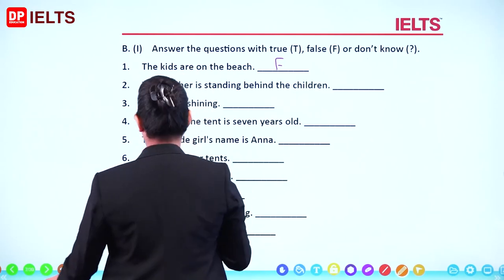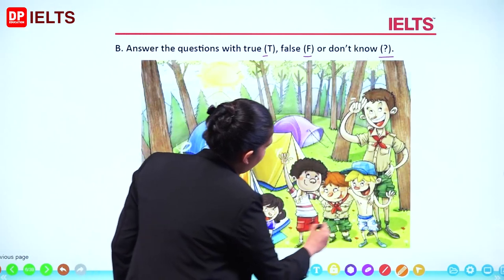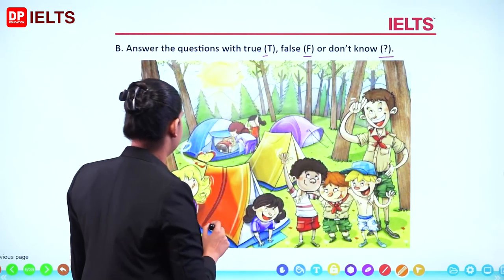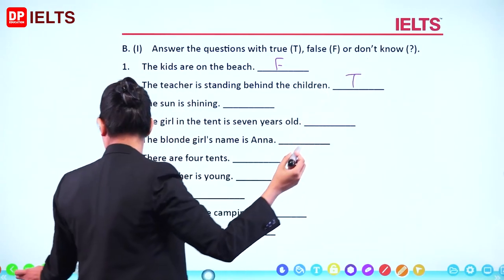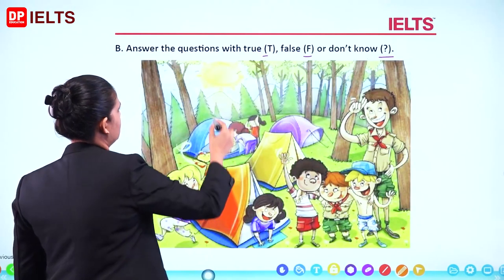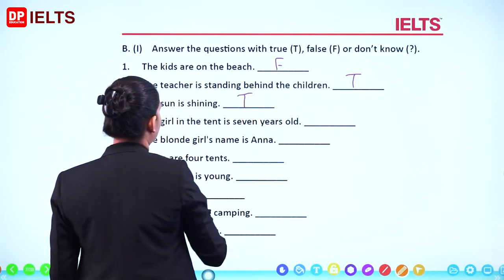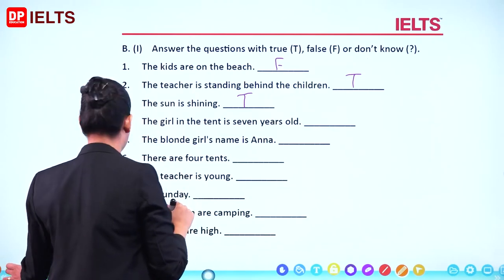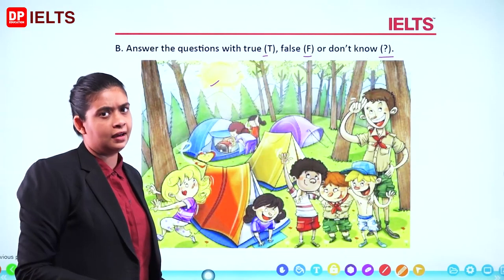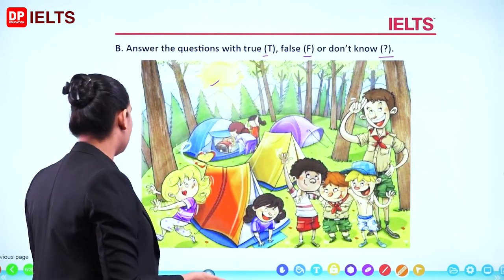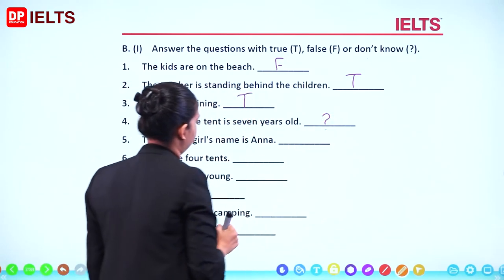The teacher is standing behind the children. That is true. The sun is shining. That is also true. The girl in the tent is 7 years old. Actually, we don't know her age. I don't know. So I'm going to put a question mark.